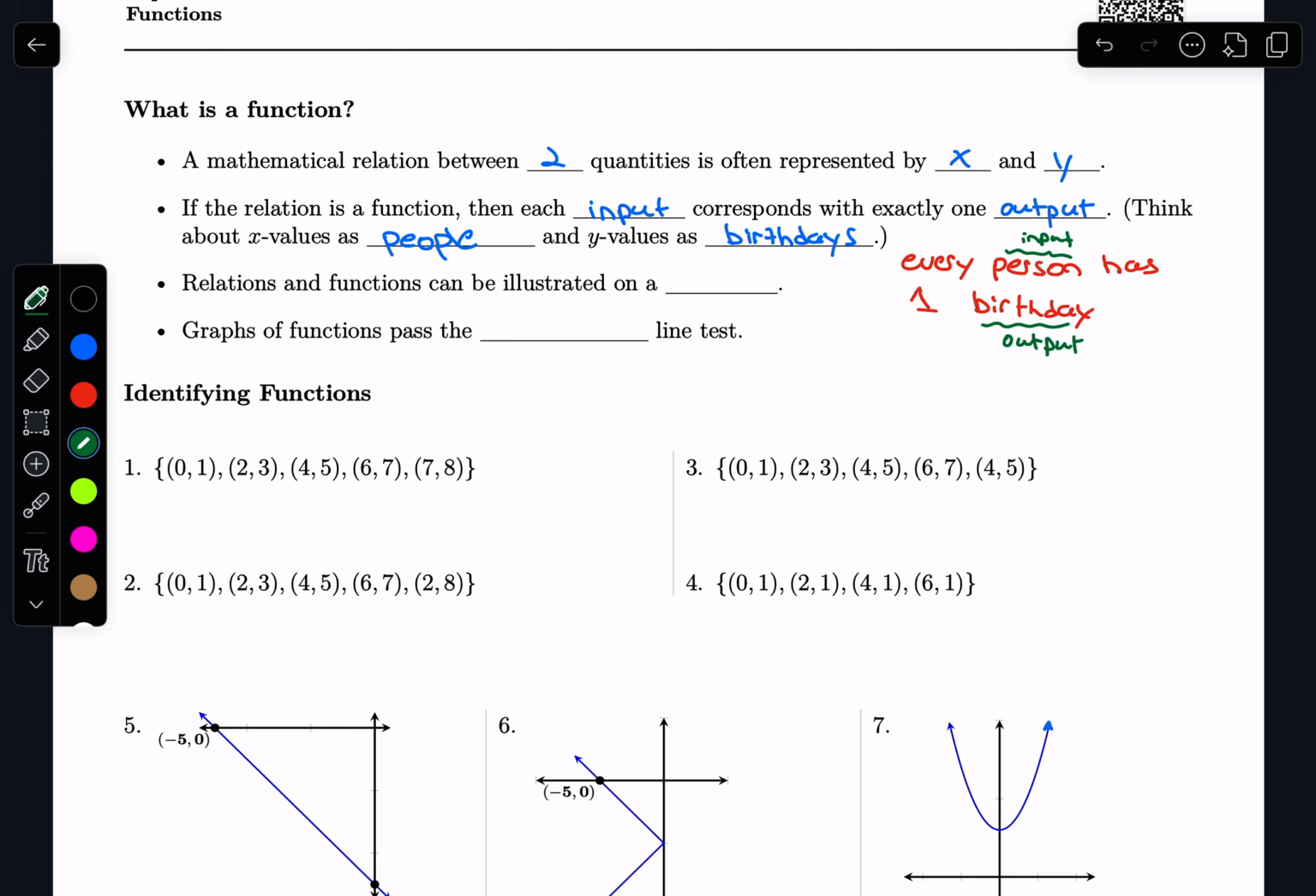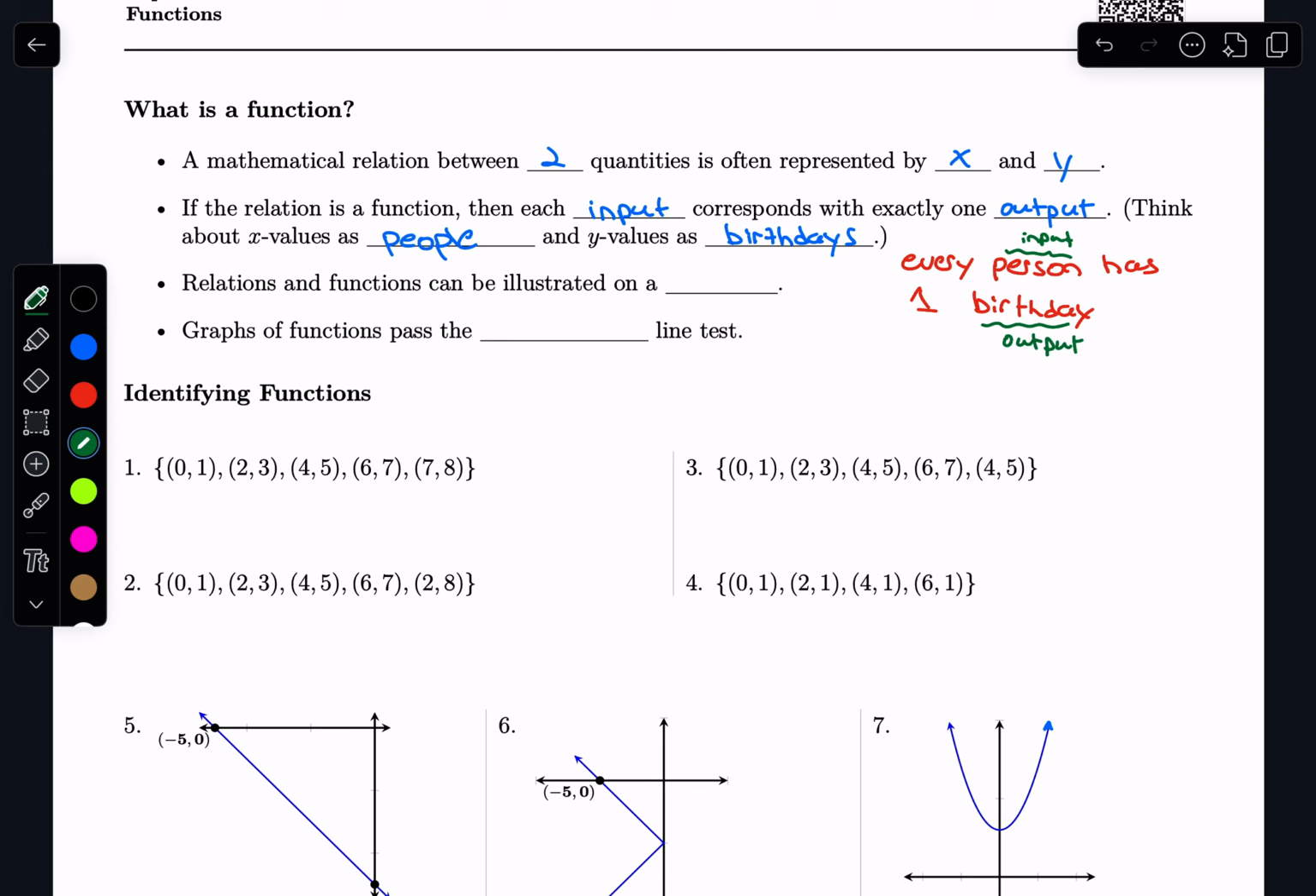Notice though that if you go the other direction, this doesn't have to be true. So if you pick a birthday, let's just say June 22nd, there are a lot of people that have that birthday. So it is not true that every output has exactly one input. It only needs to be true if we go the other way. Every input has to have exactly one output. Each person is only allowed to have one birthday. If I ask you what your birthday is, you should not have to think about it. You should be able to just immediately tell me what that day is.